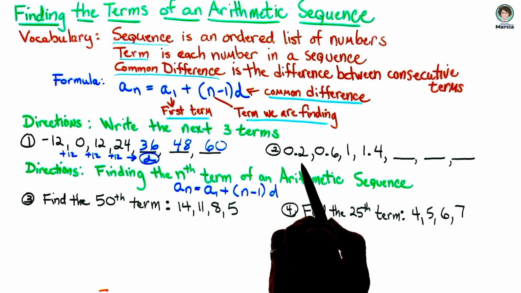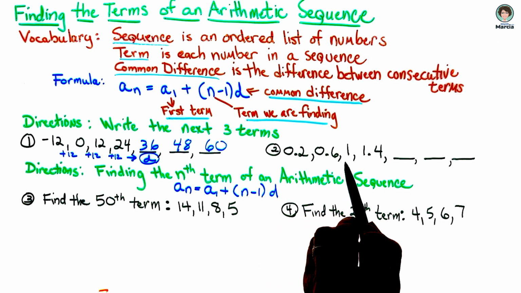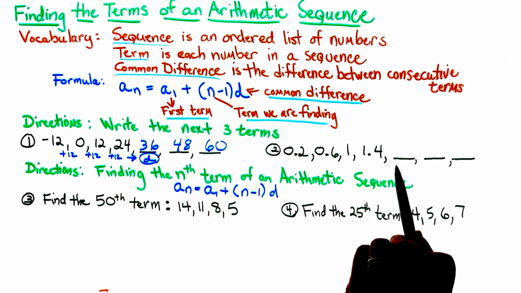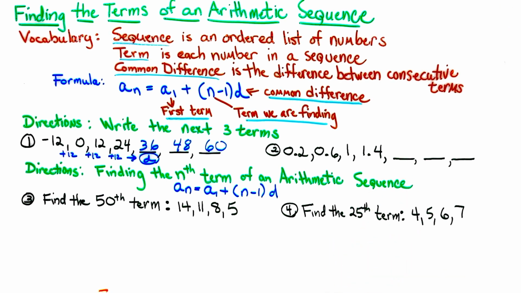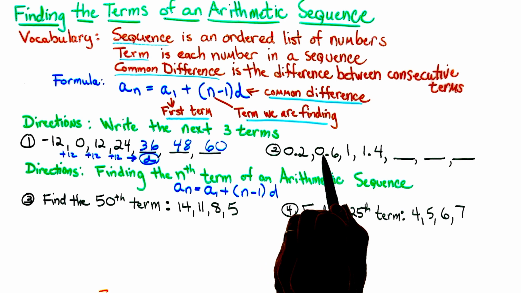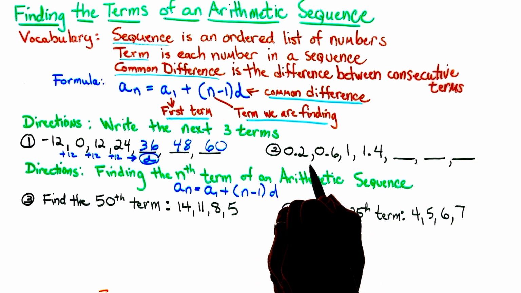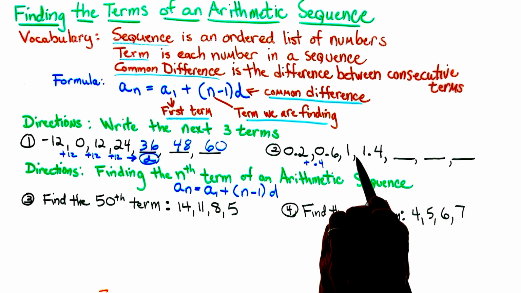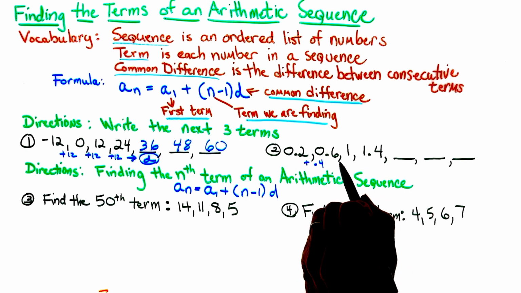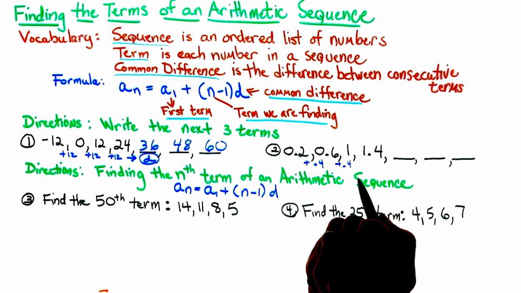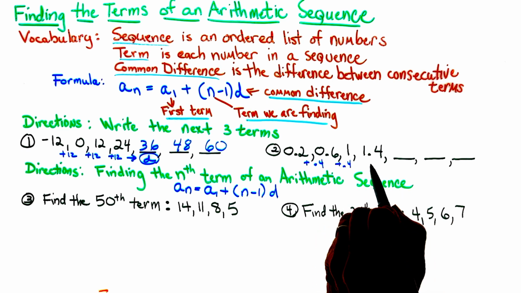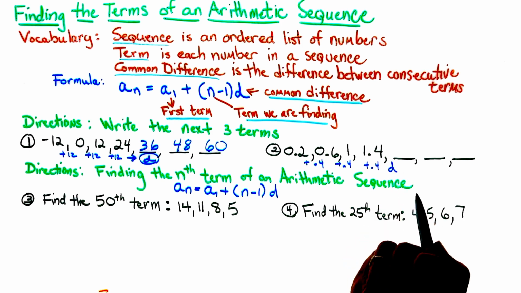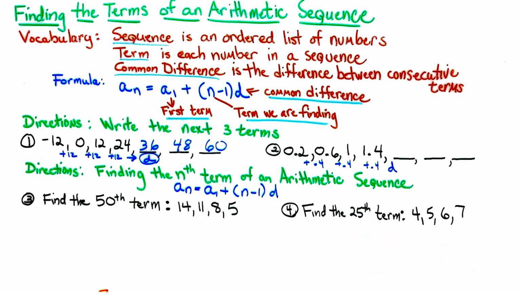All right, well, let's look at number 2. We go from 2/10 to 6/10 to 1 to 1 4/10. I don't know if you noticed that from 2/10 to 6/10, it is a plus 4/10. From 6/10 to a 1, it is a plus 4/10. And from 1 to 1 4/10, it is plus 4/10. So you guessed it, our common difference is 4/10. We will be adding 4/10 to each number.